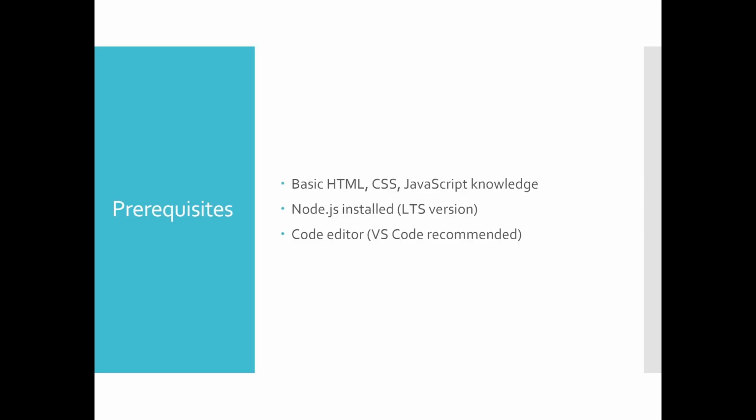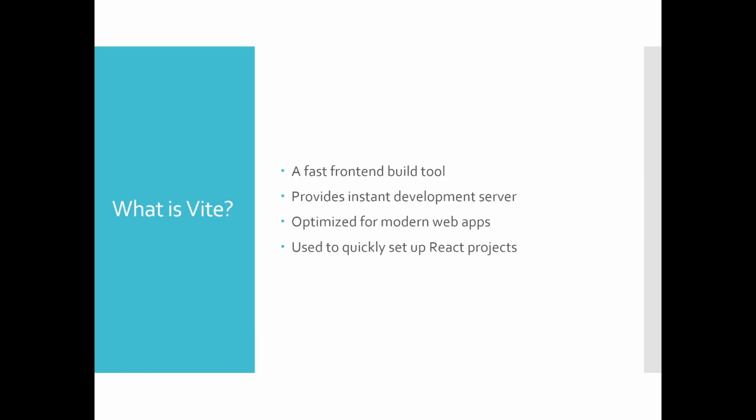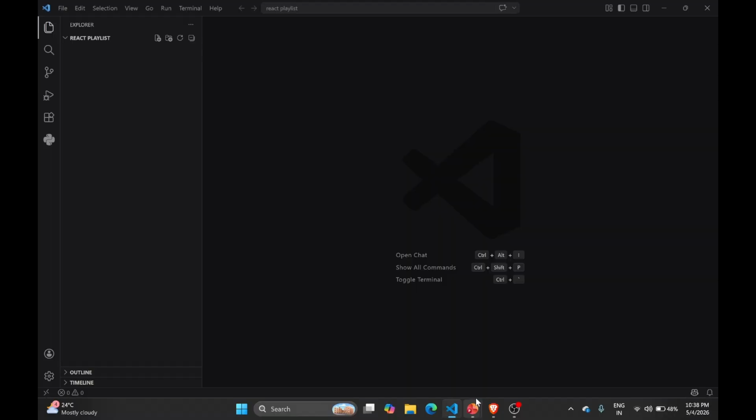I will be using Vite to set up React.js. So what is Vite? It's a fast development build tool. It provides an instant development server optimized for modern web applications, used to quickly set up a React project. So we'll see how Vite is used to quickly set up a React project. Let's dive into VS Code.